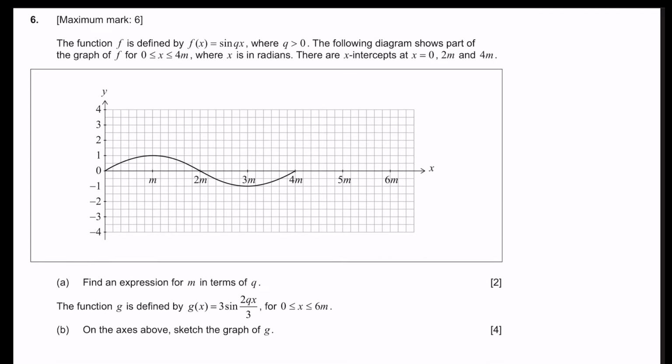Now moving on to question 6, you have a function defined by f(x) equals sin qx, right? The following diagram is giving us the graph. X intercepts are 0, m and 4m. So first we have to find the expression of m in terms of q. From the curve we see that 4m is the period of this wave. So period is equal to 4m from the curve.